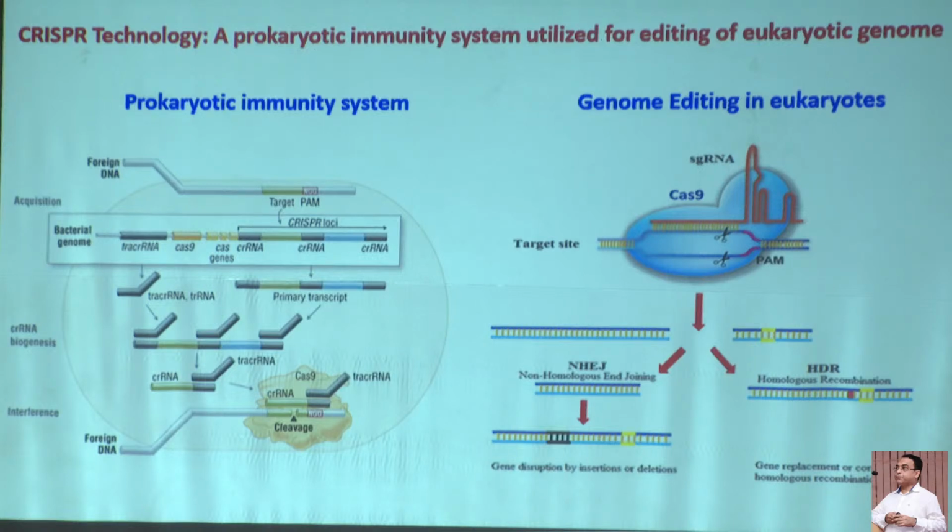editing. Okay, so in a nutshell, this is actually the prokaryotic immunity system of bacteria. Bacteria are infected by bacteriophages, and to get rid of the bacteriophages, bacteria have this kind of immunity system. Somewhere in their genome, they have a particular loci area which has repeat and spacer sequences present.